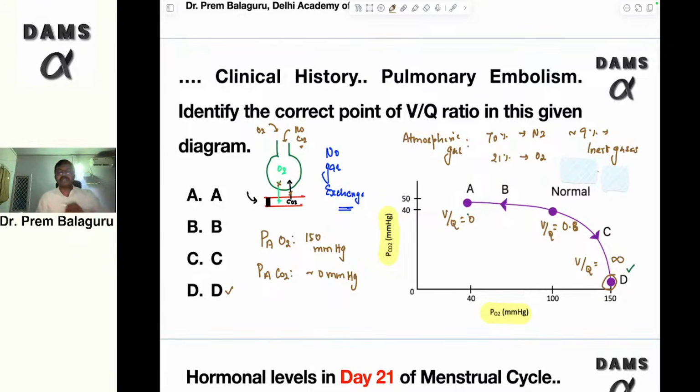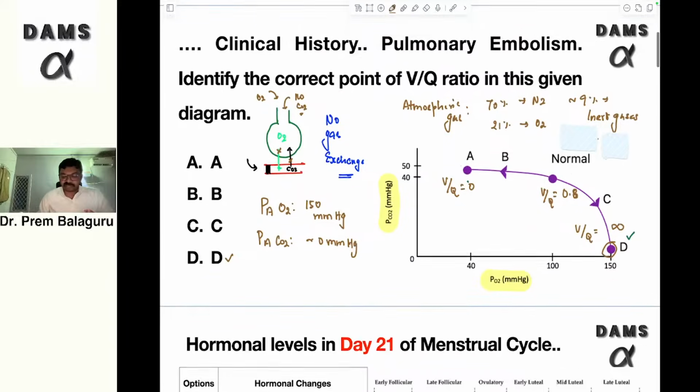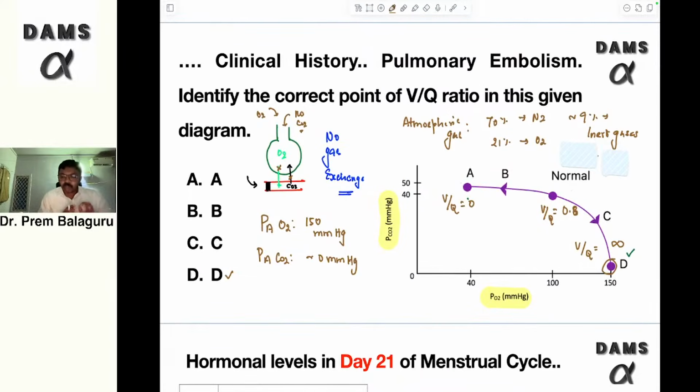So this is the curve that's been asked, and this is the way you got to answer this question, guys. Even if some of you are watching for the first time, it's a very easy question. All you need to understand is this one point. Atmosphere has got no carbon dioxide in it. So if a subject is inhaling atmospheric air, the air that comes into the alveoli will have no carbon dioxide.